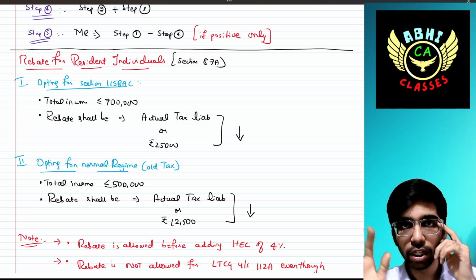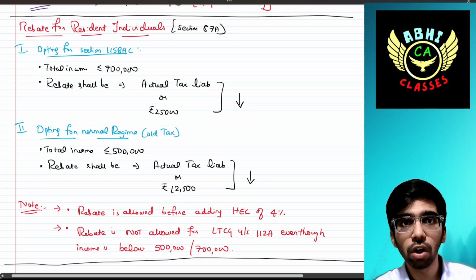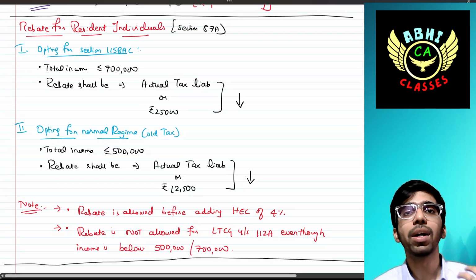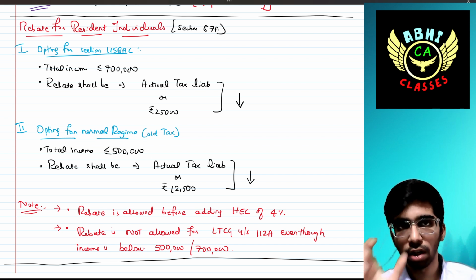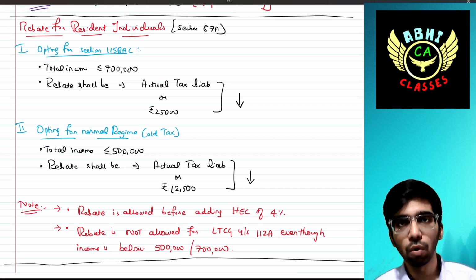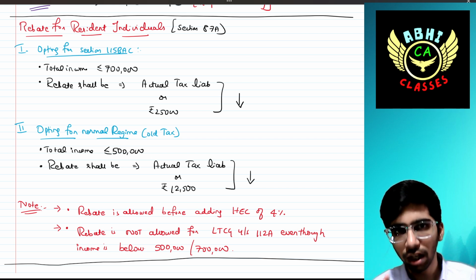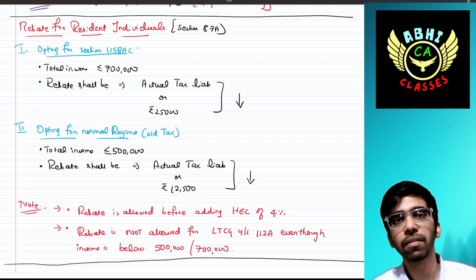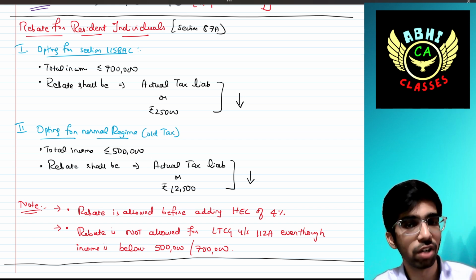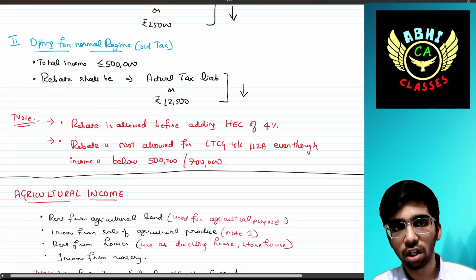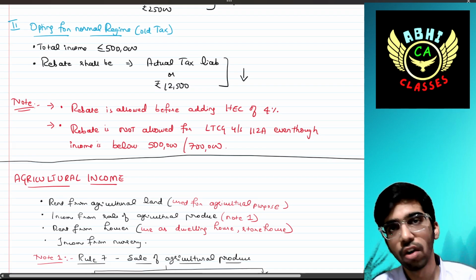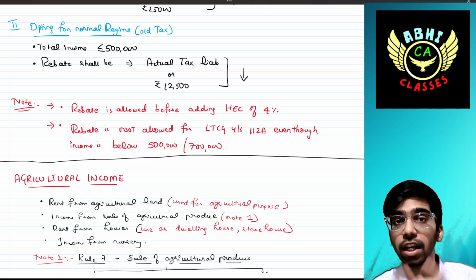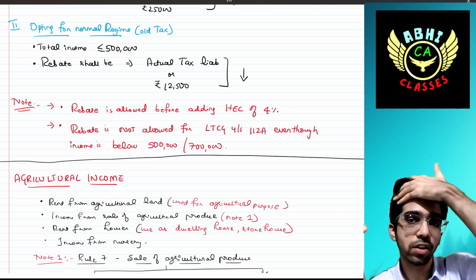Simple. Whichever is less. Then if you are opting for the normal tax regime, the old tax regime, and my income is only up to 5 lakh, then the rebate will be applicable. Rebate shall be the actual tax liability or 12,500, whichever is less. In income tax, everywhere you can see whichever is less only, because it will be beneficial for the government of India. Okay, note, the rebate is allowed before adding health and education cess of 4%.